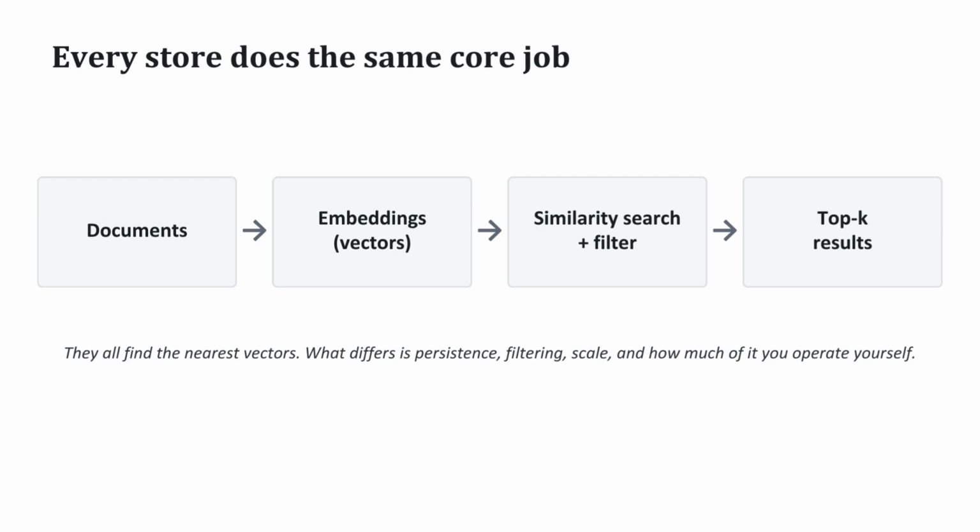Every single one of these tools does the same core job. Documents go in, you turn them into vectors, a query comes in, you grab the closest matches, you return the top few. That's it. They're not different ideas. What's actually different between them is four things. Do they persist your data? Can they filter it? How big can they scale? And how much of the machine do you have to babysit? Keep those four in your head.